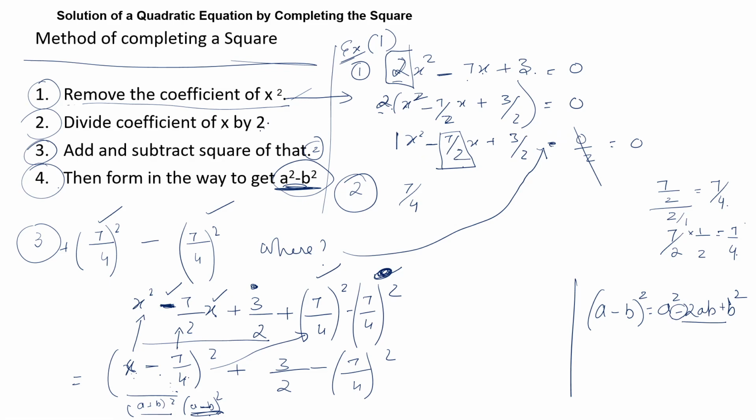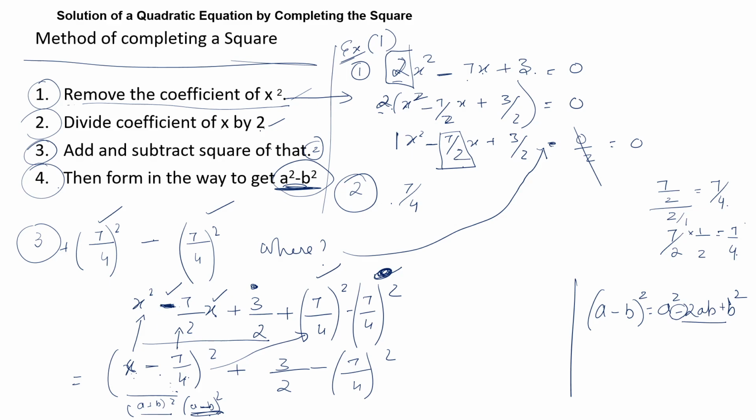Then divide the coefficient of x by 2. So without the sign you take 7 by 2, the coefficient of x. Dividing, you are getting 7 by 4. Second step done. Add and subtract square of that. Square of that means this 7 by 4 square you have to add and subtract to this equation. Don't change the existing equation and don't cancel this also. If it is 8 by 4 also, you don't put 2 square. You keep it as such, 7 by 4 whole square minus 7 by 4 whole square. After this, you have to take one side as a plus b whole square or a minus b whole square.